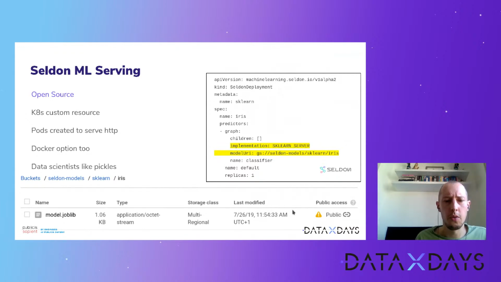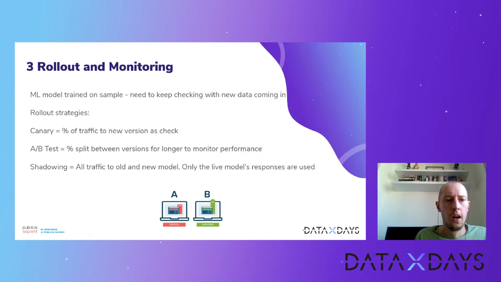There are also options with Seldon to run models using Docker, and that's a perfectly valid option. I'm primarily using the serialized model here as an example, because that's quite different from DevOps. So it's a different kind of concern that has to be handled. And as I mentioned, the serving stage links into rollout and monitoring.